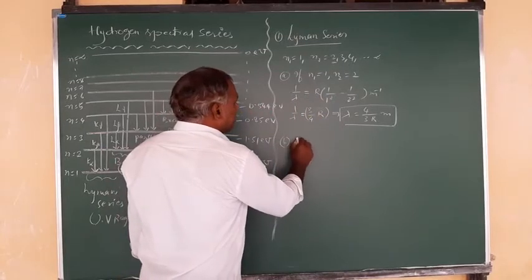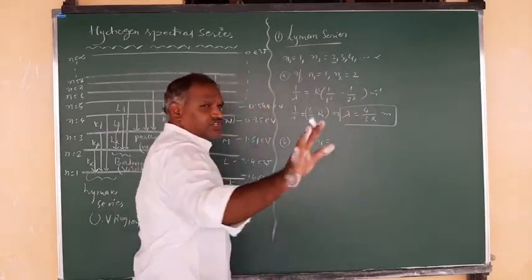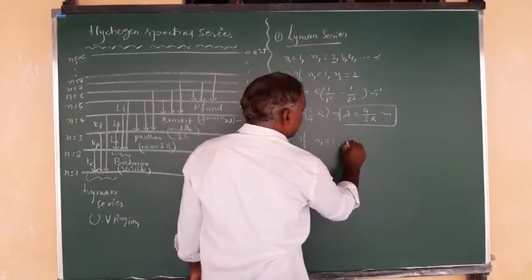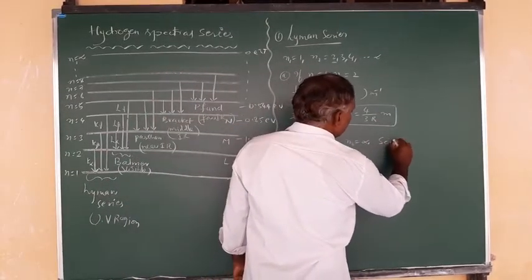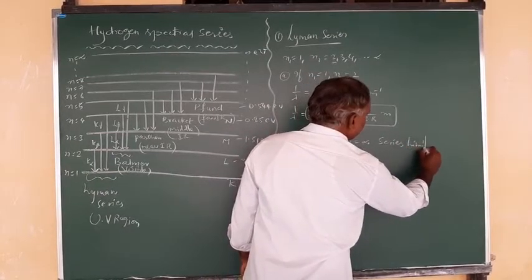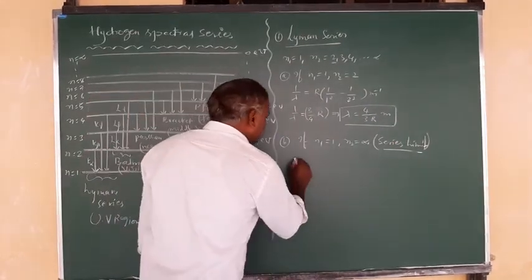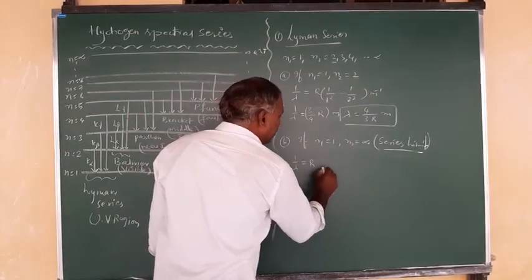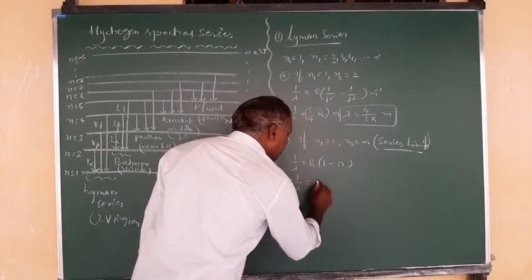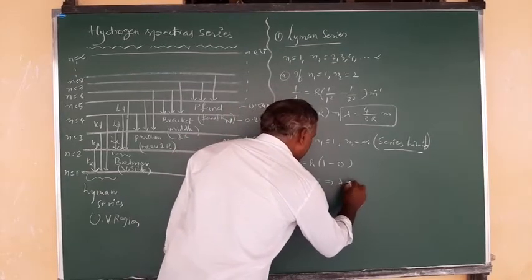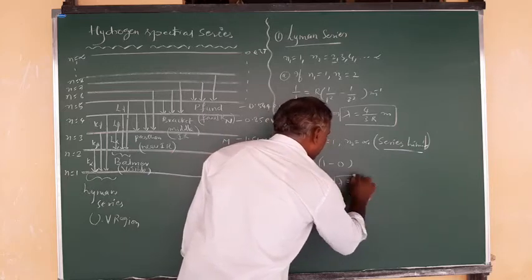In the second case, for a given series n1 does not change. If you take n1 as 1 and n2 equal to infinity, that is called the series limit. For the series limit of the Lyman series, what wavelength is emitted? I can write 1 by lambda is equal to R into 1 minus 0. So 1 by lambda is equal to R itself, and from this lambda is equal to 1 upon R, in meters.